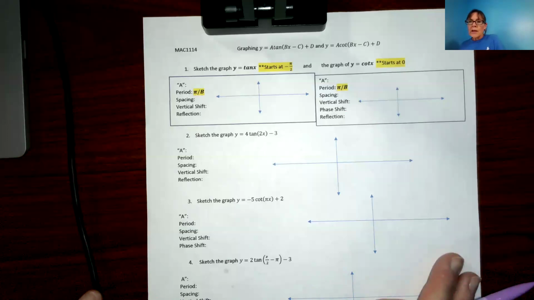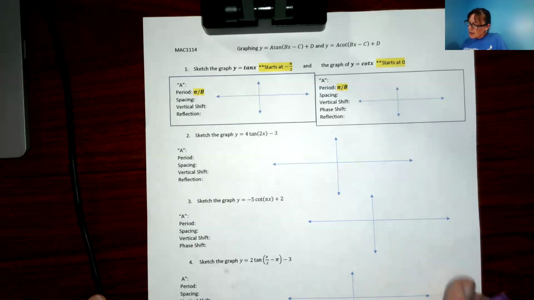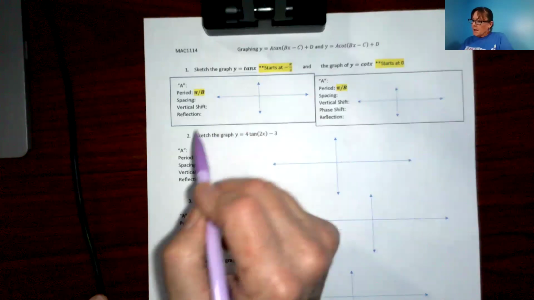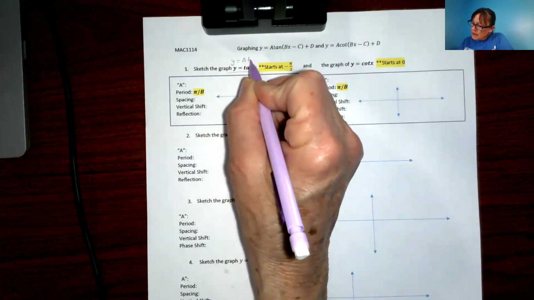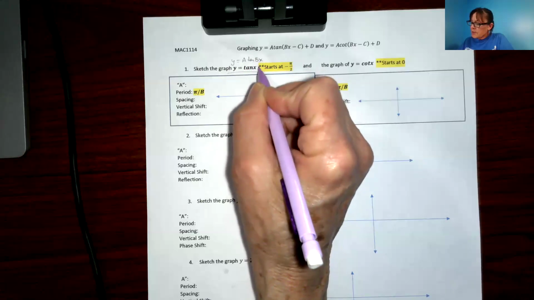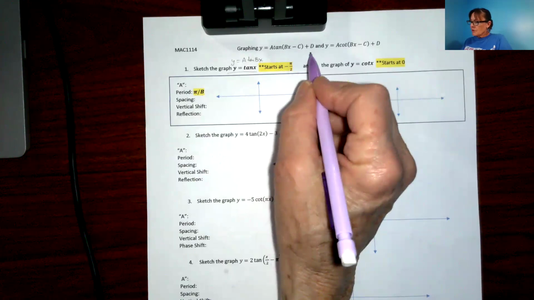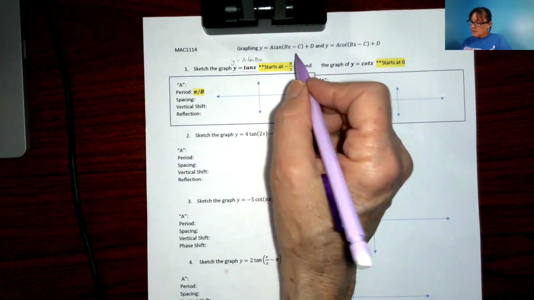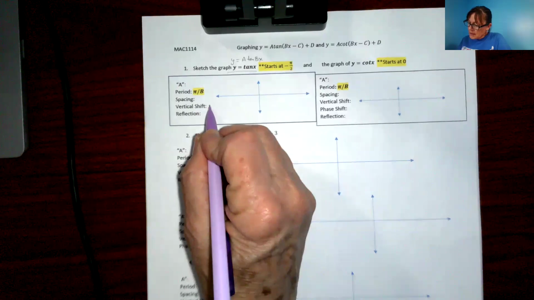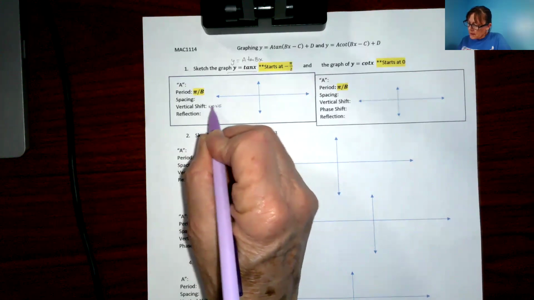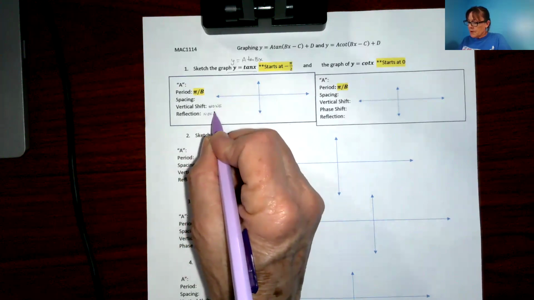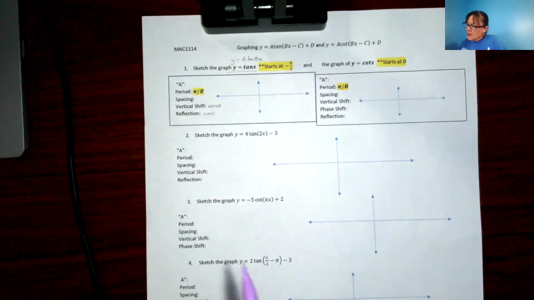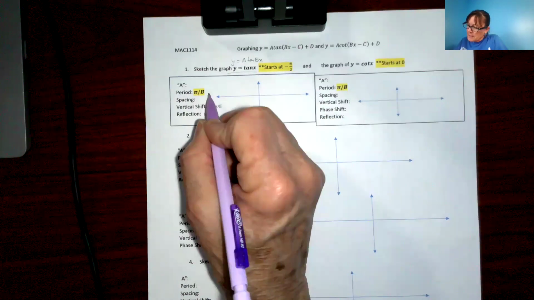All right, so real quick, here is the tangent graph, in all of its glory: y is equal to a tangent of bx. We don't see a minus c or d, so that means there's no vertical shift and no phase shift. And it's positive, so there's no reflection. None. Now the period is pi over b. B is 1, so it's going to be pi.